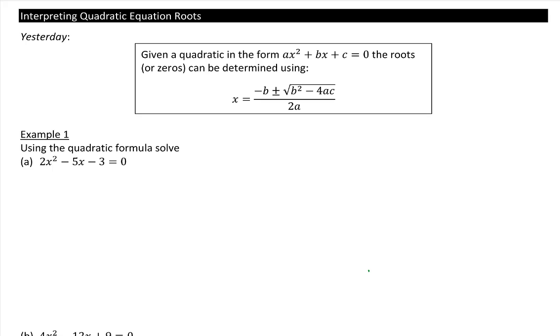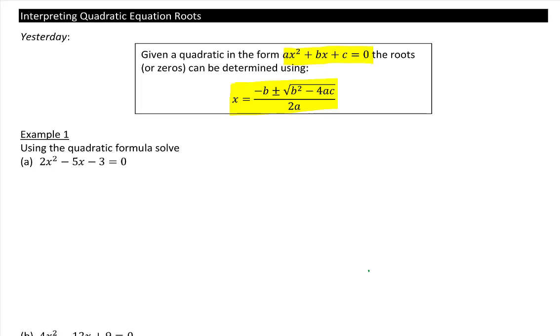We're going to look at interpreting the roots of quadratic equations. Yesterday, we talked about the quadratic formula, and we saw that given a quadratic in the form ax squared plus bx plus c equals 0, we can determine the roots or the zeros using the following formula. x equals negative b plus or minus the square root of b squared minus 4ac, divided by 2a.